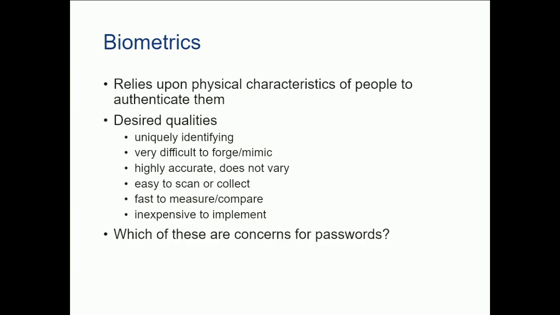Finally, if we want to use a biometric in practice, it has to be inexpensive to implement. So these six are the desired properties of a biometric. The question here is, which of those are concerns for passwords? An ideal biometric or authentication method should satisfy these six properties, and which of these are concerns of passwords?